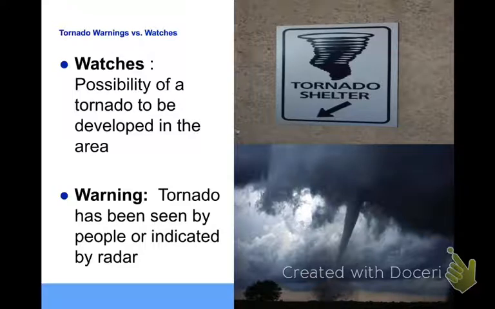Once you hit a warning, that means that the tornado has been seen by people. And so someone has called in and said, hey, I'm in Farmville and I see a funnel cloud. And then they would notify the surrounding area of that. Or they will see on the radar that there is some rotation going on.